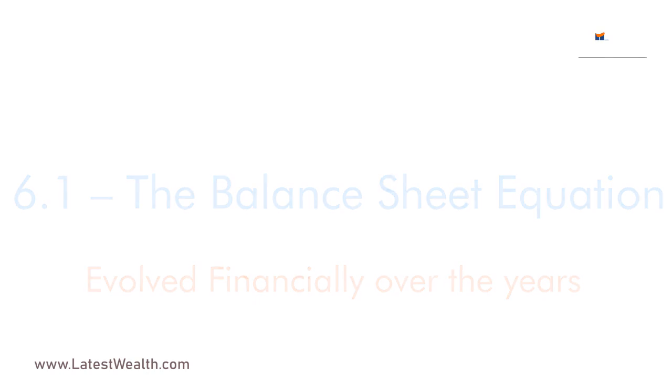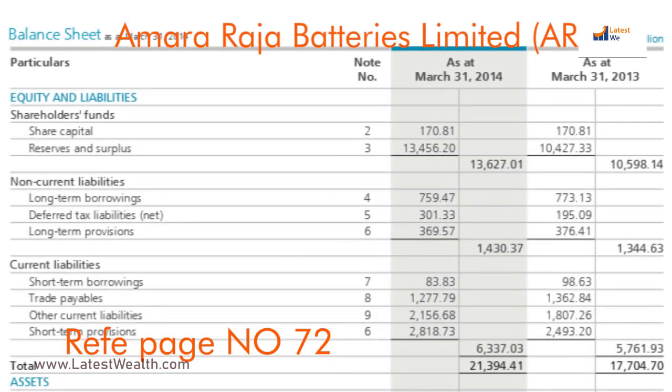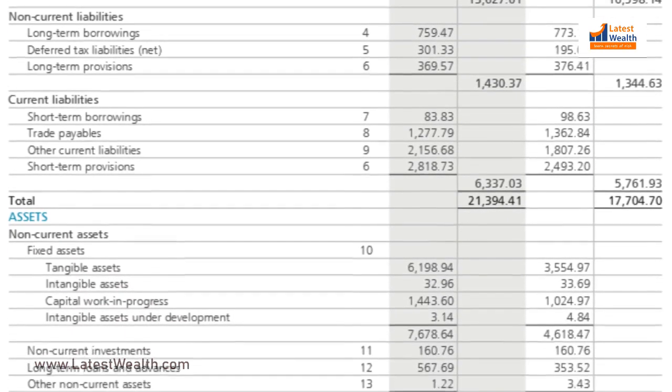Now let us look at the balance sheet of Amara Raja Batteries Limited. Please refer to page number 72. Keep it ready with you. Just see page number 72. Here it is, the balance sheet. Now you can see the balance sheet contains details about the assets, liabilities and equity.